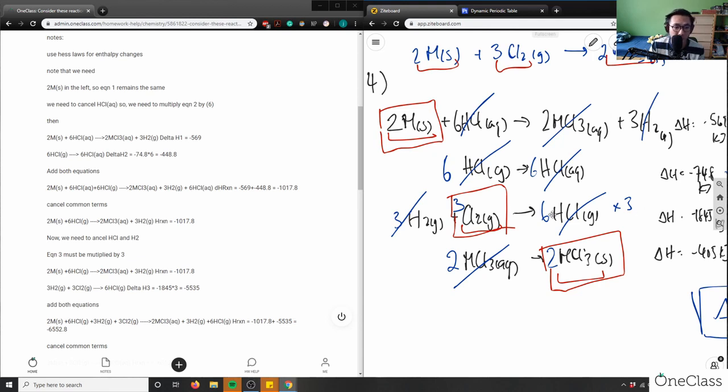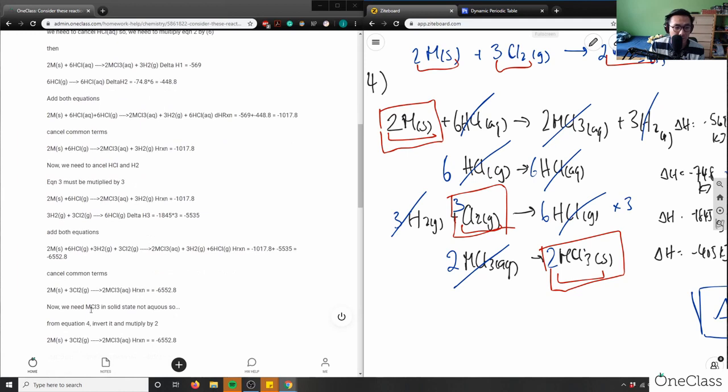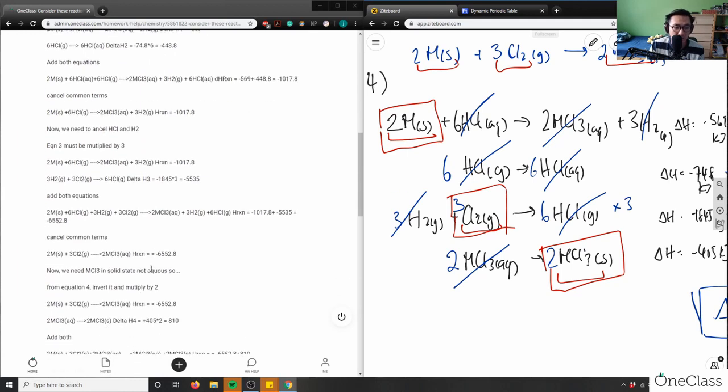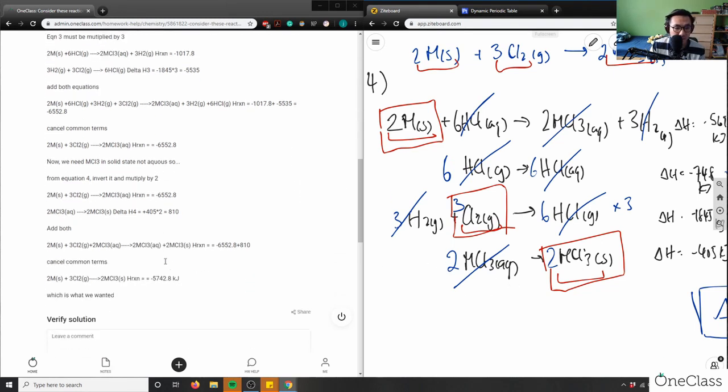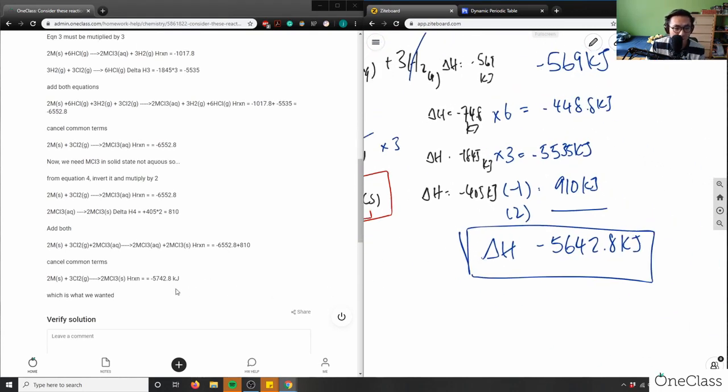Equation 3 is multiplied by 3. That's great. And they added both equations. They canceled the common terms. And now we need MCl3 in solid state, not aqueous. So for equation 4, they inverted it, which is good, and they multiplied by 2, right? So that's what they did here. And then they added up all the enthalpies to get 5,742.8. I think they're off by 1 here.